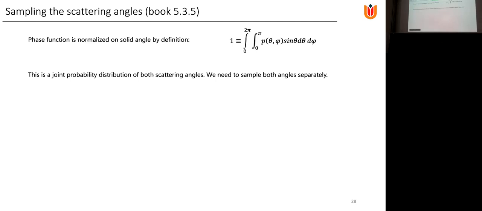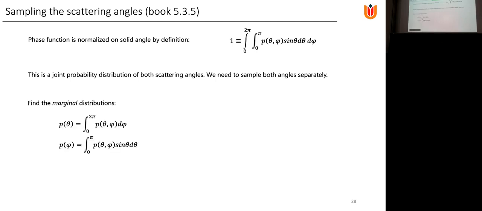So we need to manipulate this phase function first to get individual PDFs for theta and for phi. In other words, we need to find the so-called marginal distributions from the joint distribution. That is done basically by integrating over the other variable. So to find p of theta, we take the phase function and integrate over phi. We add all the possible values of phi to obtain the probabilities of theta only. For phi, we do the same thing, and we have to integrate over theta. Because it is in spherical coordinates, we actually have to integrate over sine theta.